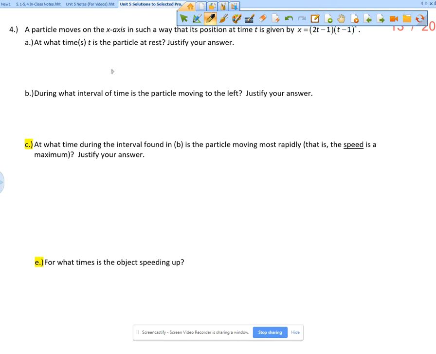So at what time is the particle at rest? Well, in order to figure out when it's moving left, I'm going to have to find the velocity and set it equal to 0, and that's part A. So velocity is going to be found by the product rule. So 2t minus 1 times the derivative of (t minus 1) squared, which would be 2 times (t minus 1) to the first, times the derivative of t minus 1, which is 1. And then plus (t minus 1) quantity squared times the derivative of 2t minus 1, which is 2.